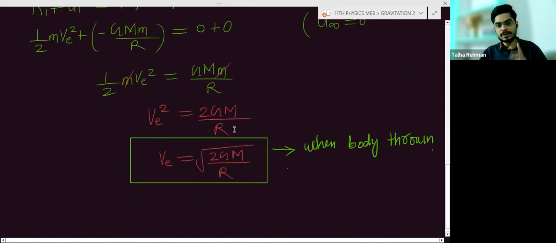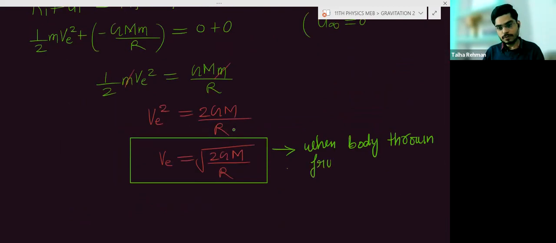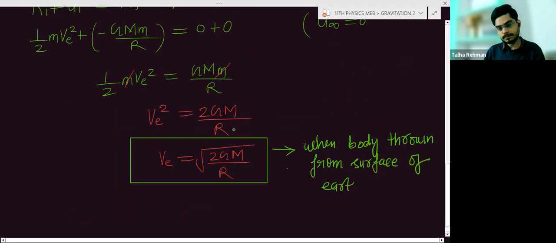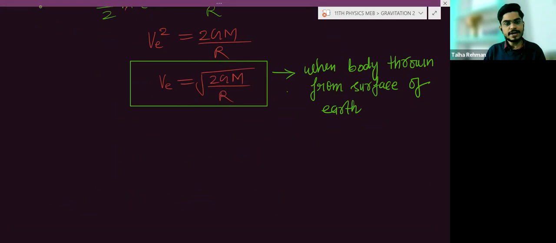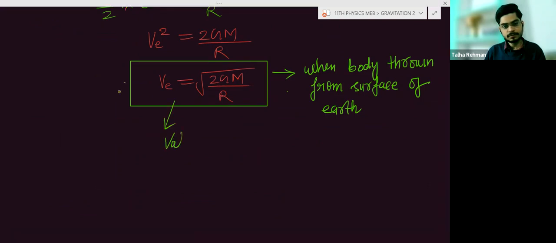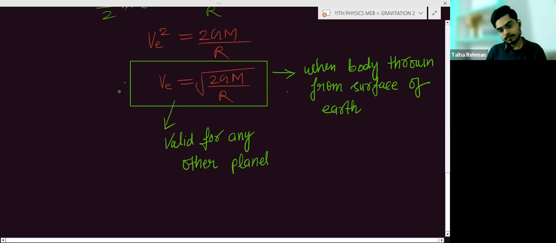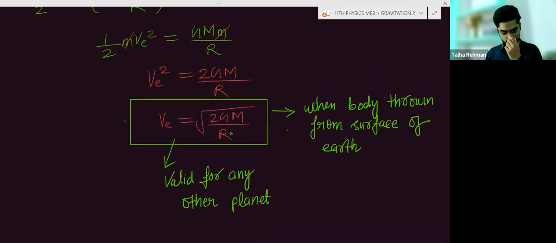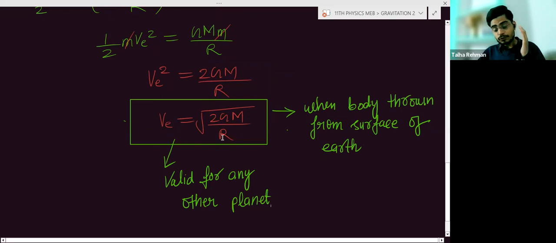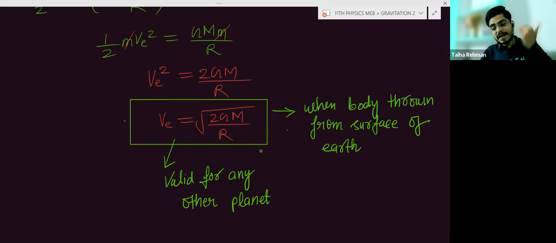Okay, this is the first condition. You can apply this formula when the body is thrown from the surface of Earth, and this is Earth or any planet also. So you can write here: valid for any other planet also. For any other planet, you will put the mass of that planet and radius of that planet. And you have to remember that you are throwing this body from the surface of that planet or that Earth.